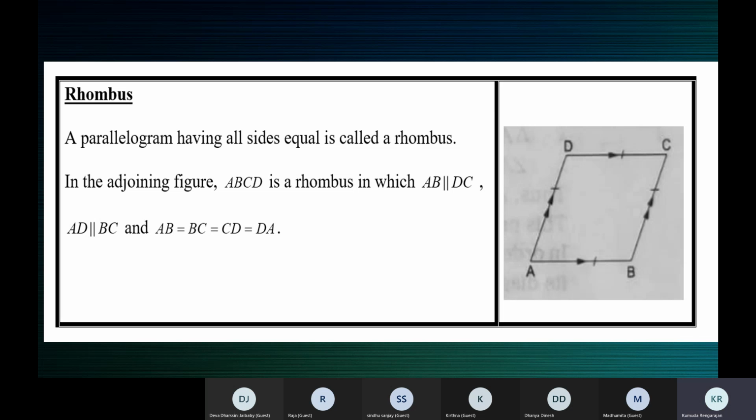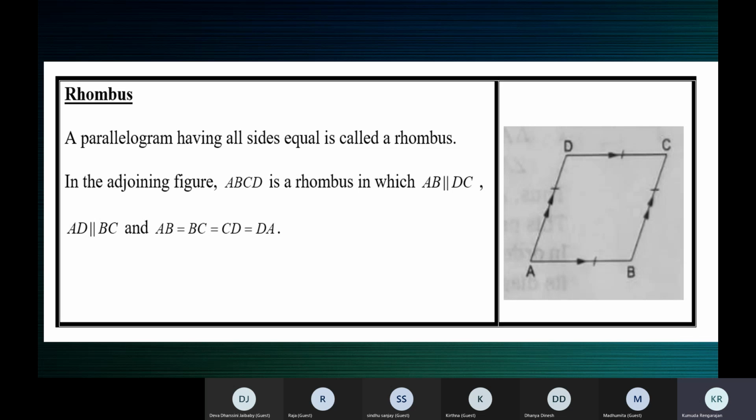It's called a rhombus because it's a parallelogram in which all the sides are equal. In a parallelogram, opposite sides are equal. In a rhombus, all the sides are equal. It has all the properties of a parallelogram. But it's called a rhombus because all sides are equal. That is why we say a parallelogram having all sides equal is a rhombus.